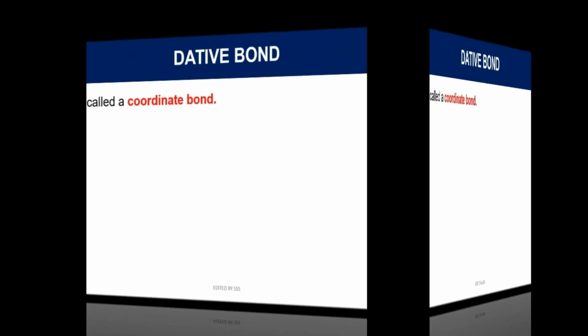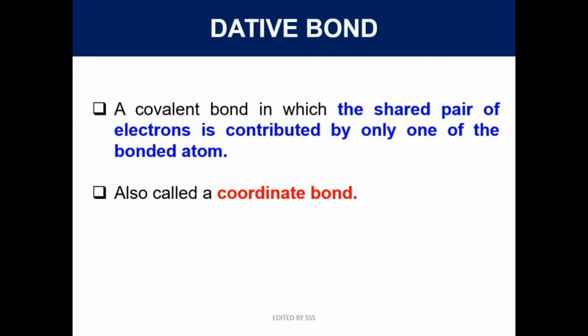Dative bond. Dative bond is a covalent bond in which the shared pair of electrons is contributed by only one of the bonded atoms. Dative bond, also called a coordinate bond. Let me explain more about the formations of dative bond.